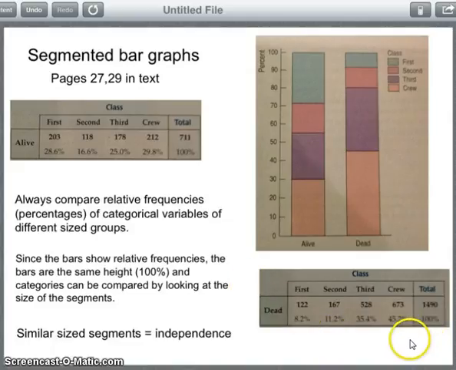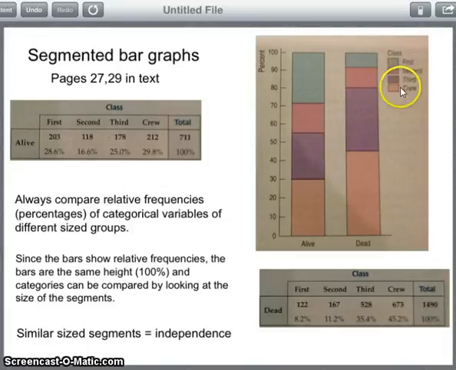Now I want you to notice that these two bars are exactly the same height. And they're exactly the same height because they each represent 100% of the people in each category. And then they're broken down by percentages into segments. So if we look here, we'll see that we have a legend over to the side.